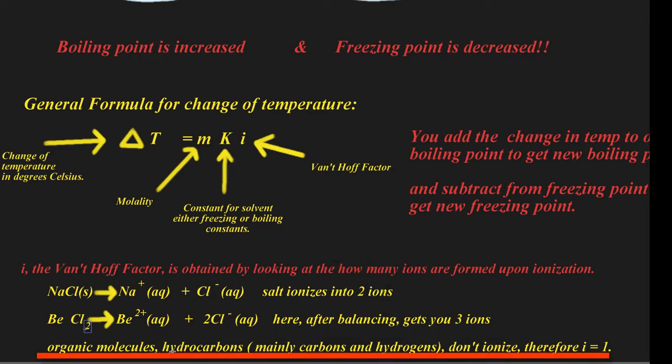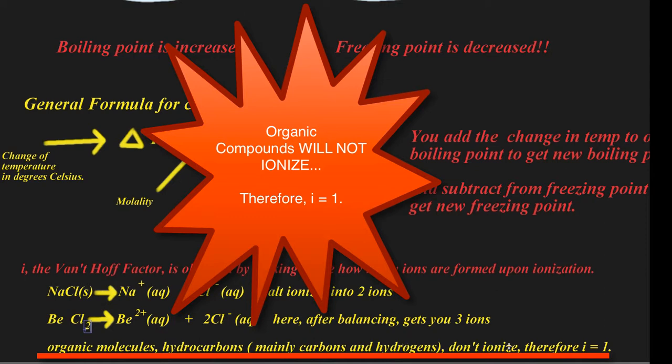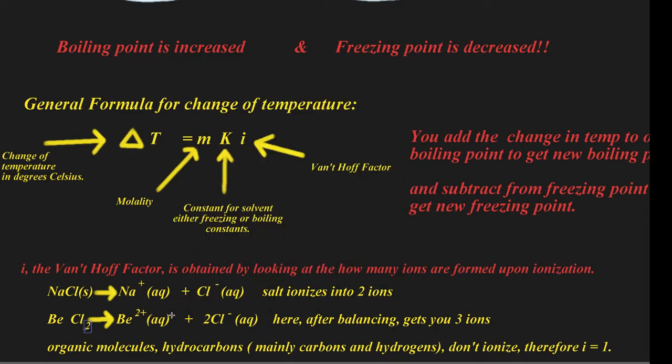Organic molecules, hydrocarbons, things containing mainly carbon and hydrogen that will not ionize will have a Van't Hoff factor of 1. All right. You'll see this again in osmotic pressure, so make sure you pay attention to this.